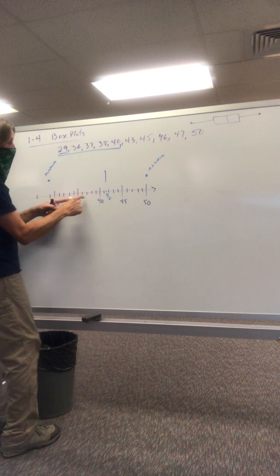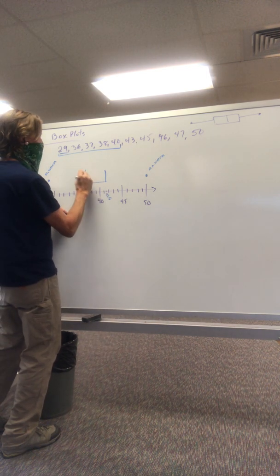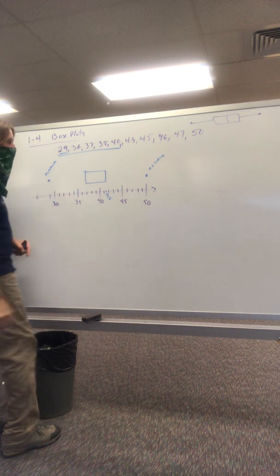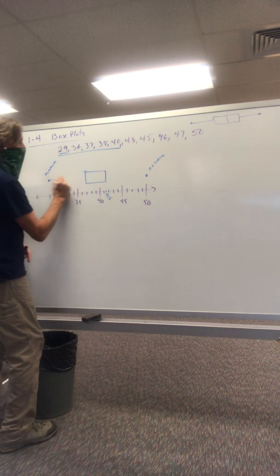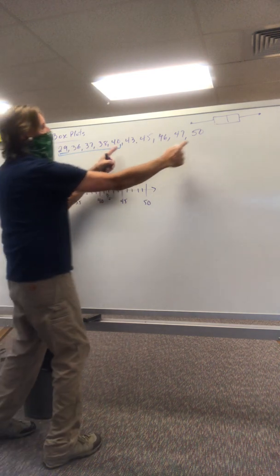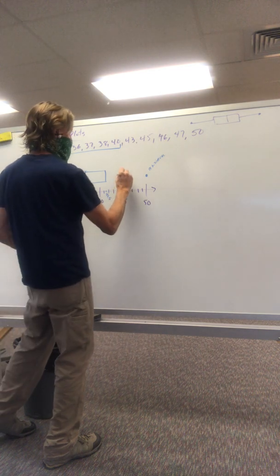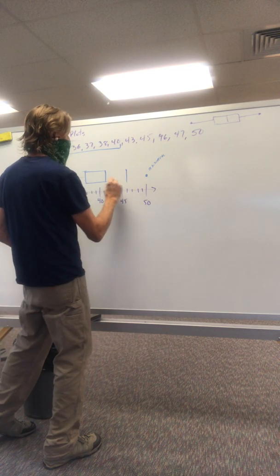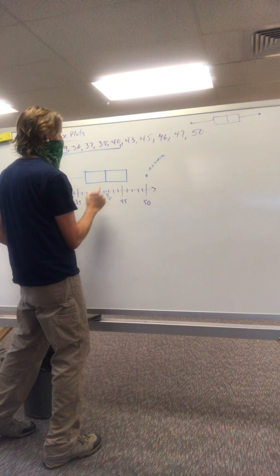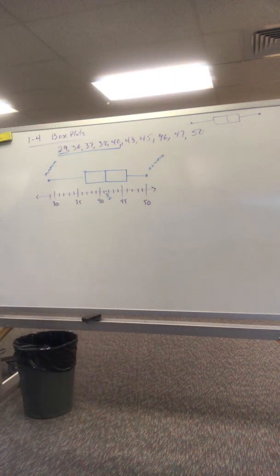So that's the bottom end of our box. Here's the left side of our box. And then we're going to put a whisker. And now we have to do the right side of the box, which is gonna come from these points. So 46 is the median of the upper half. And we're gonna put a whisker on it. So there's your box and whisker plot. This will be the median.